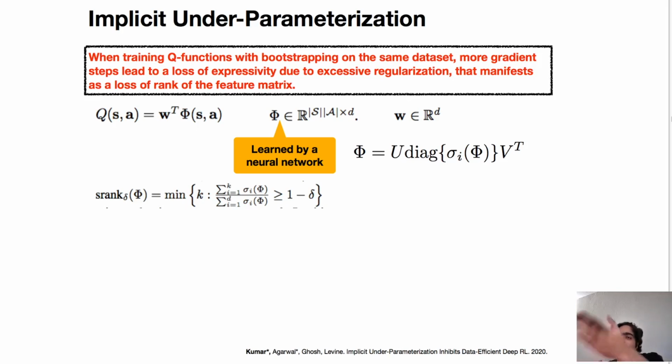But other than those k many components, the rest may not be used, or may be used only a little bit. So the S rank, which is the effective rank for a given threshold delta of the feature matrix phi, is defined as this expression, which is the number of singular values that capture more than 1 minus delta of the total sum of singular values. And we call it effective rank. So when I say a loss of rank of the feature matrix, I'm referring to a decrease in S rank of phi over time. So one part of the statement is now clear: we now know how to define a loss of rank of the feature matrix.